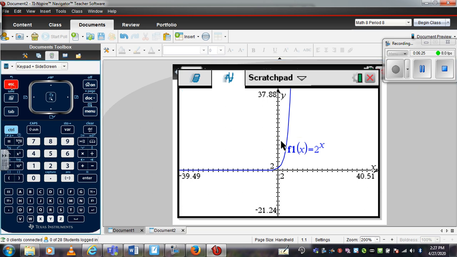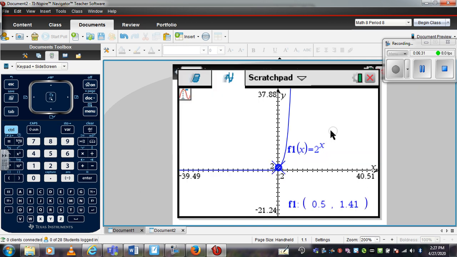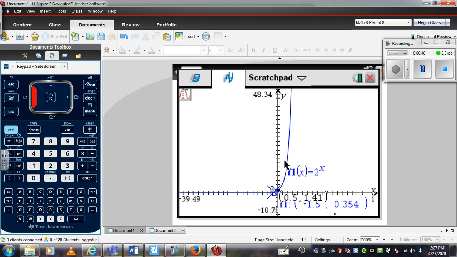Okay, and the other thing that I can do is I can actually trace. So I'm going to trace this, and you will be able to see as I move one direction, this is going to grow really fast. But if I go the other direction, you'll see my input and output down here. So this would mean I'm inputting negative 1.5 and I'm getting an output of 0.354. And that very well could be a rounded answer. Notice I'm continuing to get smaller, smaller. I'm not touching 0, but it looks like I'm touching 0.